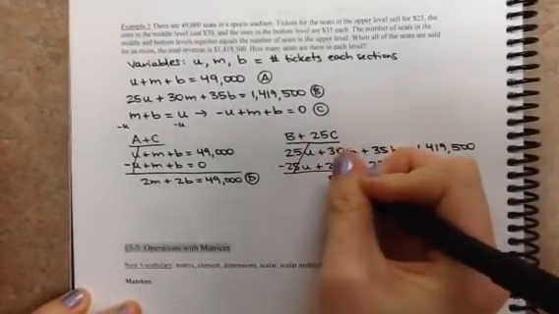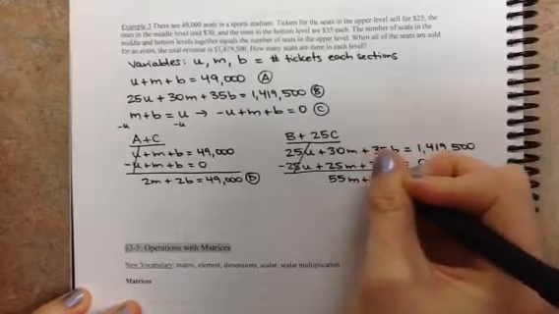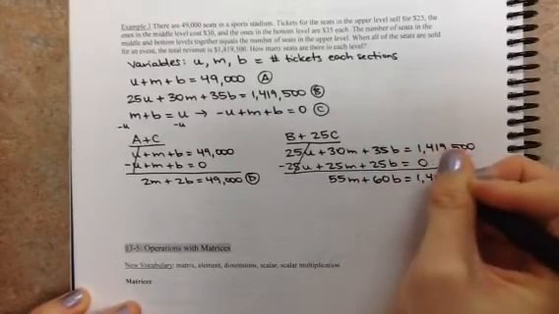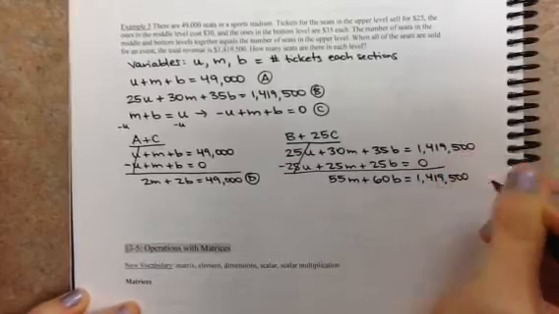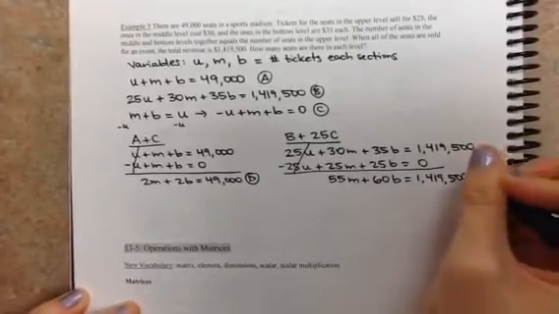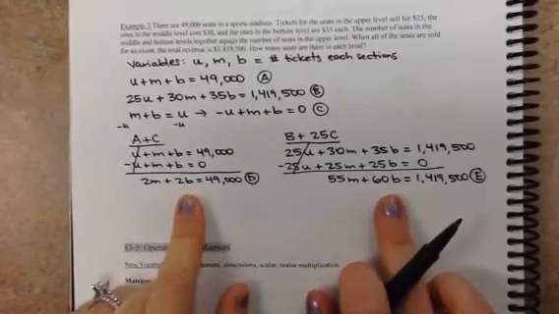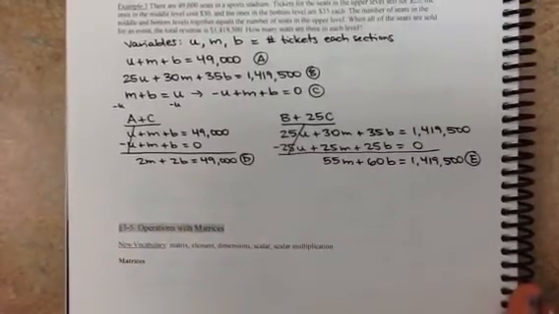Add these, I get 55m. Here I get 60b. And then again, working with 0 is really nice. Okay, and that is equation E. So we will be using that in this next step. So here are my 2 equations that I get to work with. So now we solve this system.